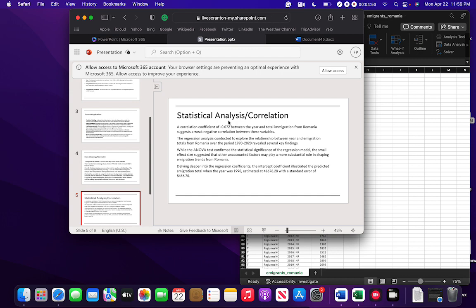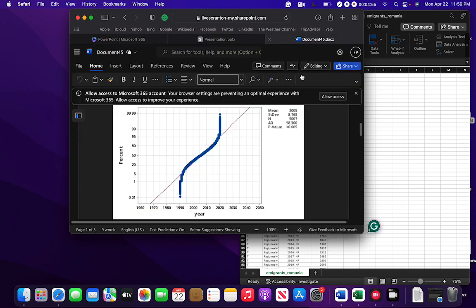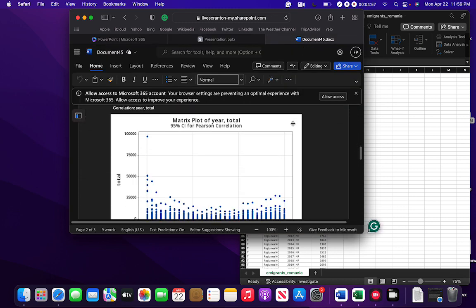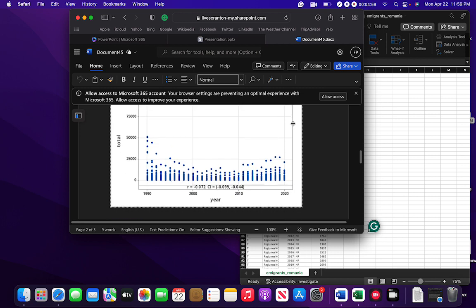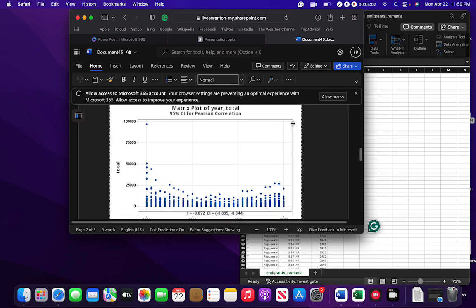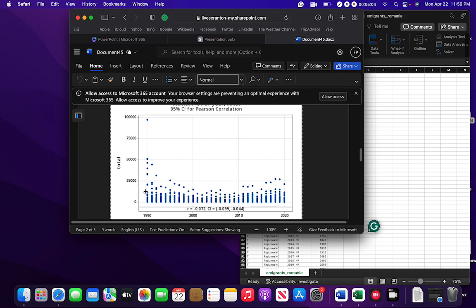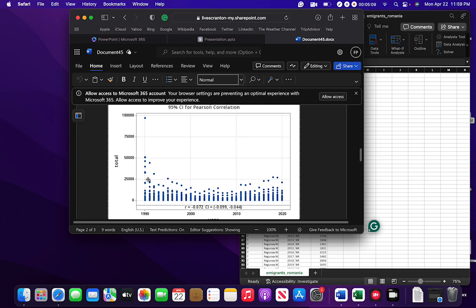Statistical analysis and correlation. So the correlation chart I got was this. As you can see, 1990 was the biggest, had the largest amount of immigration numbers per city, and it slowly declined per year, but gradually it has started to increase past 2010.